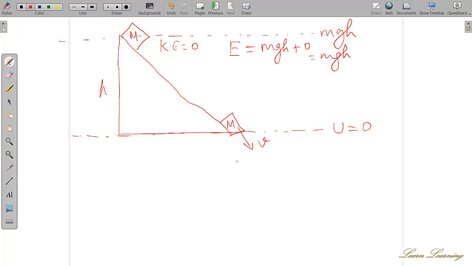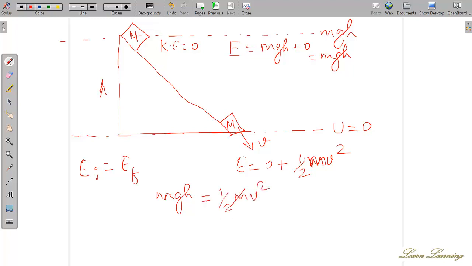And what will be the total energy here? That will be equal to 0 plus half mv square, as potential energy is 0. So we know that this total energy has to be conserved. So the initial energy is equal to the final energy, the conservation of energy theorem. So mgh is equal to half mv square. If you see this, it was very easy: v is equal to under root of 2gh.